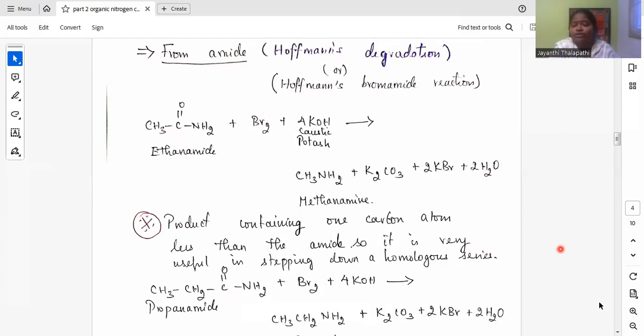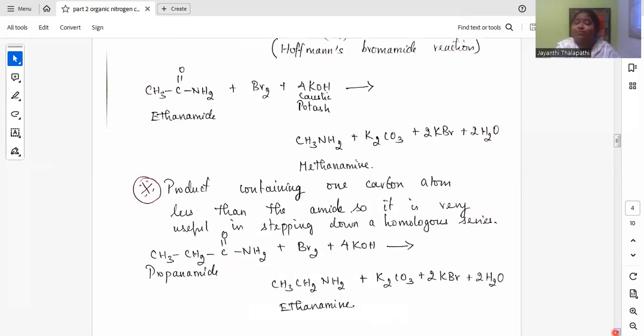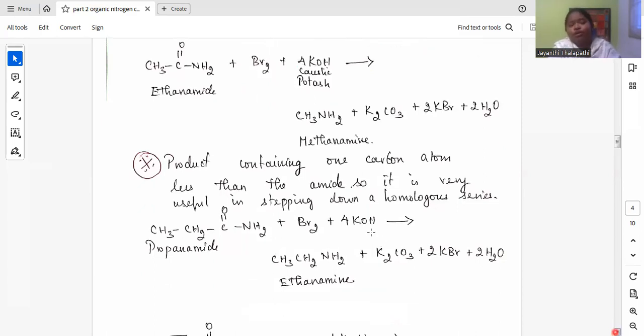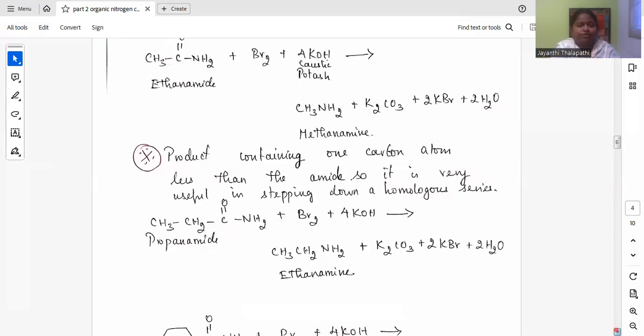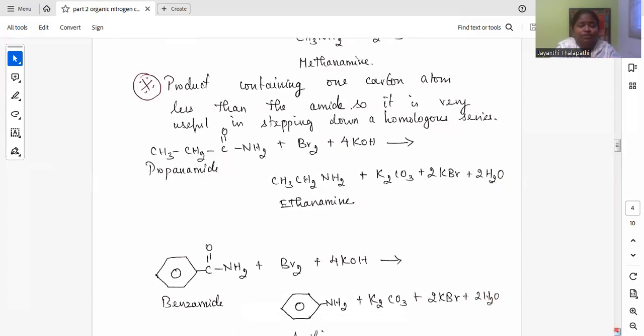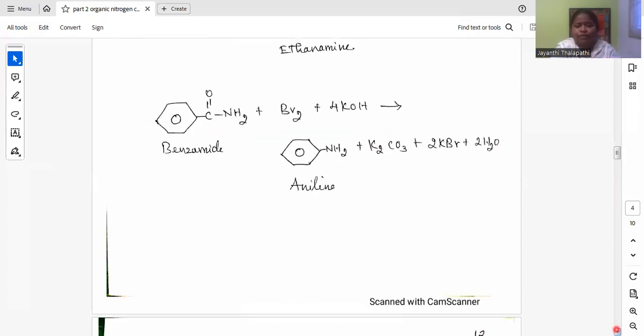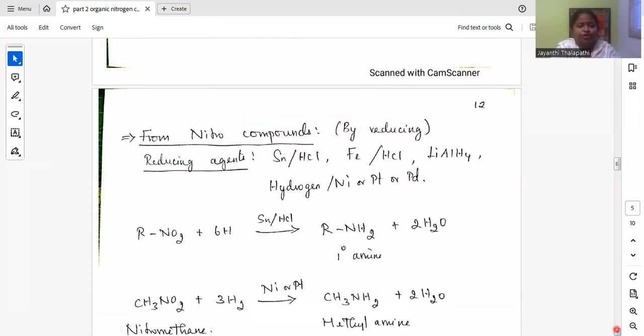Over here, what is the use? The product contains one carbon atom less than the amide. Whatever amide you use, if you use propanamide, you get ethanamine. If you use butanamide, you will get propanamine, right? So one less than the amide. So it is very useful in stepping down a homologous series, right? Okay, so same thing, with different examples I've given here. Let's move on to the next topic.